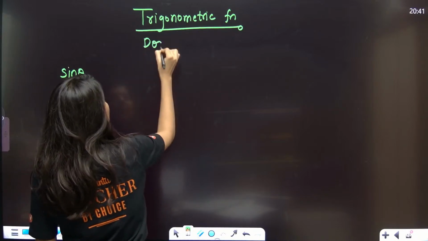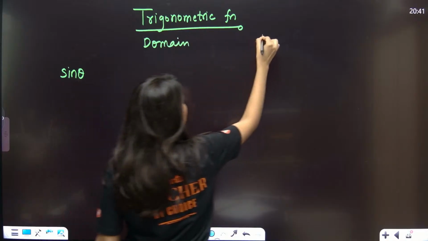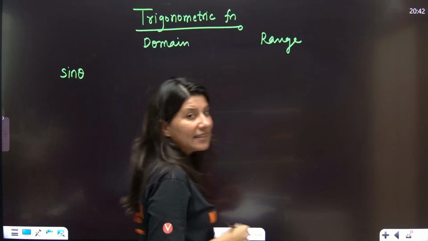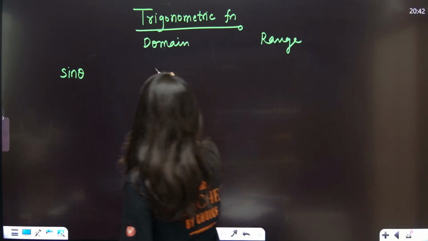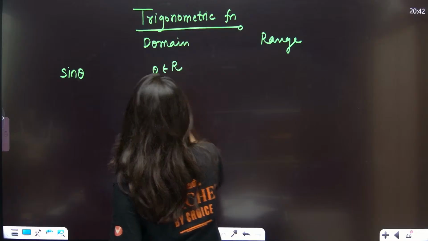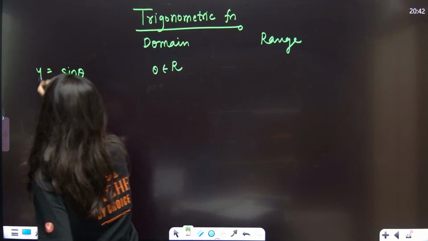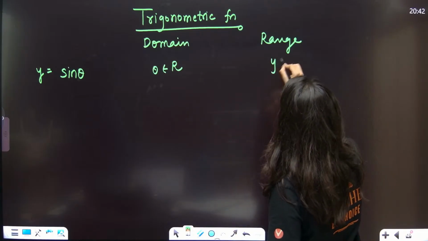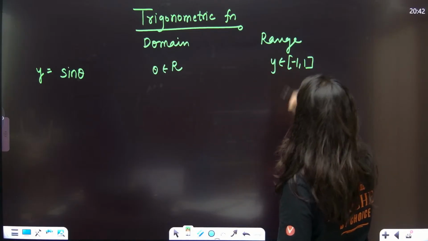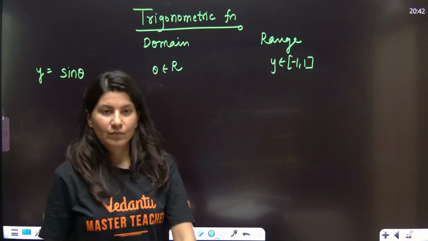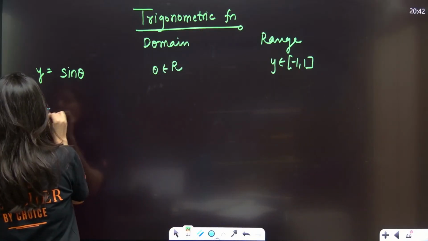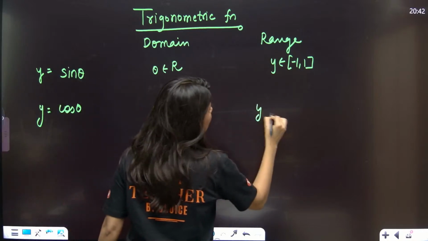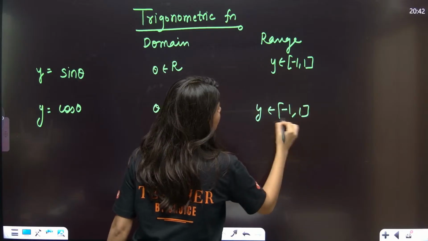This is your domain and this is your range. So domain of sine theta, can anybody tell me? Domain of sine theta is theta belongs to all real values. And range, that is value of y, y belongs to minus 1 to 1. y equals cos theta. So again theta belongs to R and y belongs to minus 1 to 1.